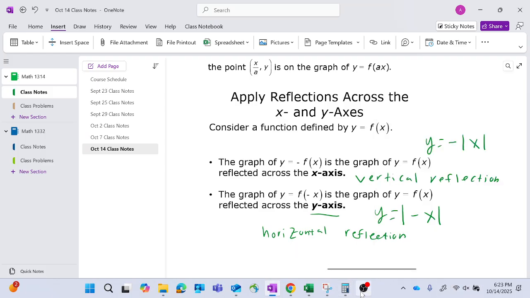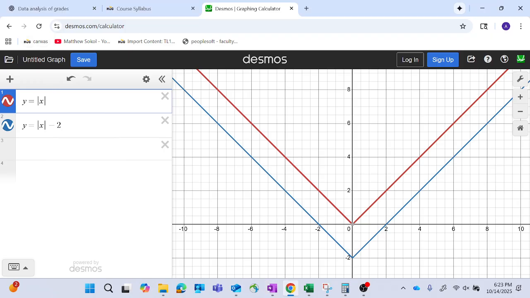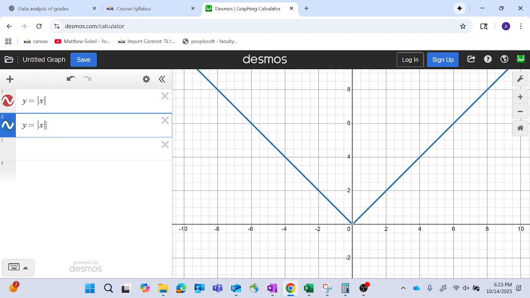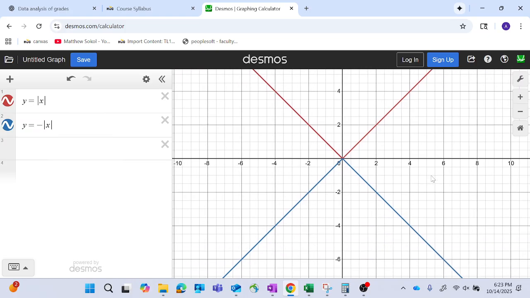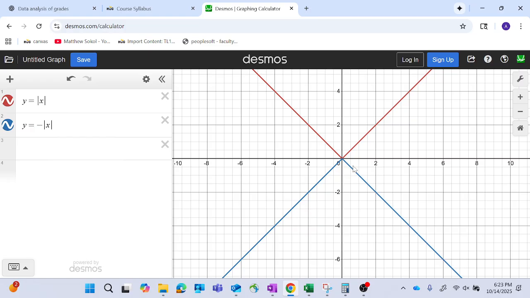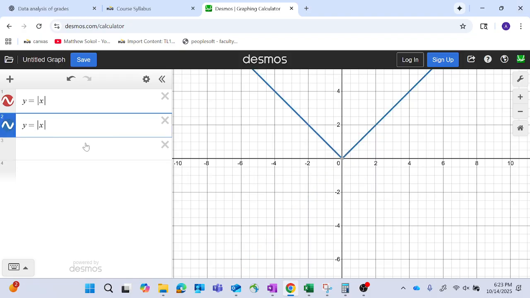All right. So let's go ahead and look at this on decimals as well. The red one's going to be my original function. If I flip it vertically, so a negative in front of it, see how the blue one just flips upside down? It's a vertical reflection, reflects vertically across the x-axis. And with the absolute value, you're not really going to see it if I put a negative in front.